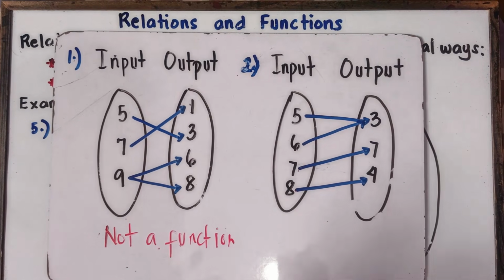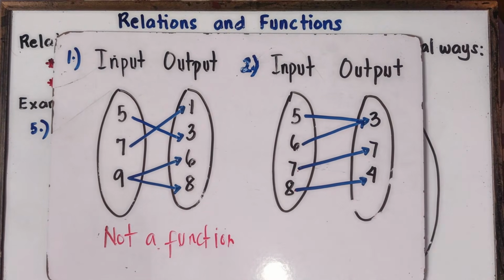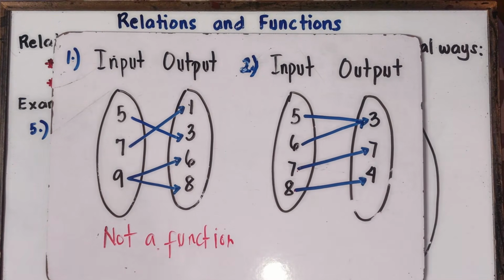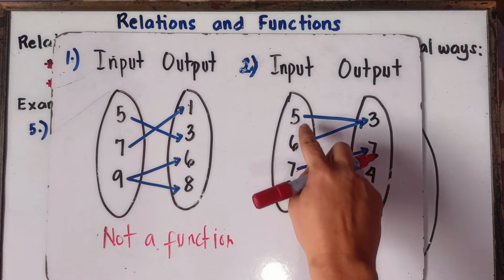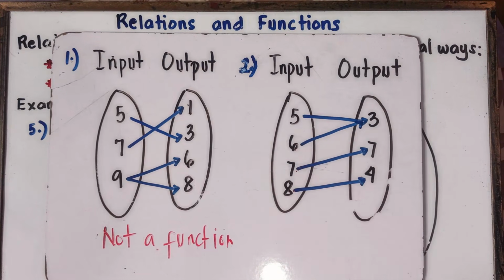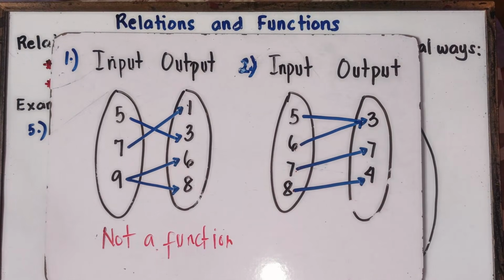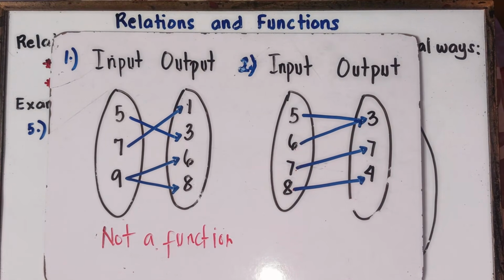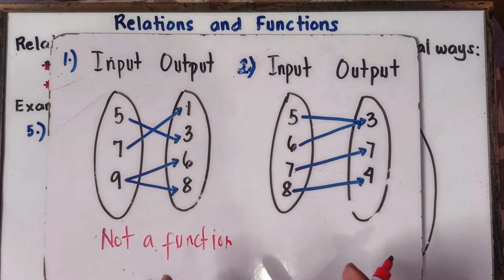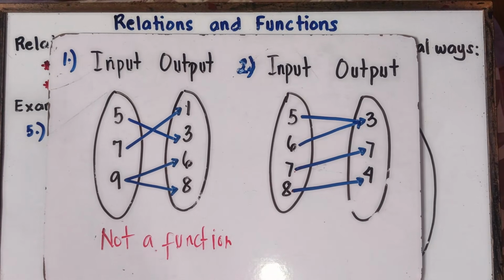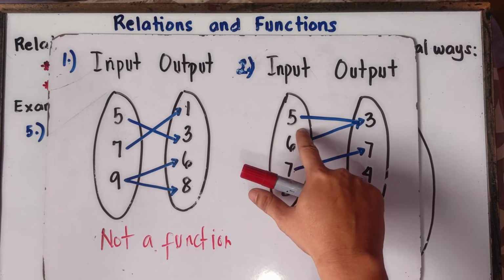Now, question, with regards to example number 2. Is this a function or not a function? So, we have given input 5, 6, 7, and then 8. Output 3, 7, and then 4. Question, class, is this a function or not a function? That's correct. This will be a function. Why is that, sir? Because this input has exactly one output.